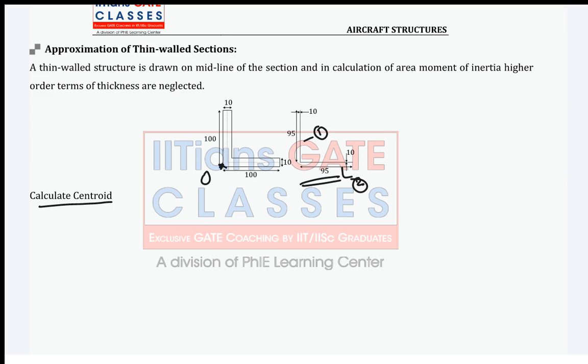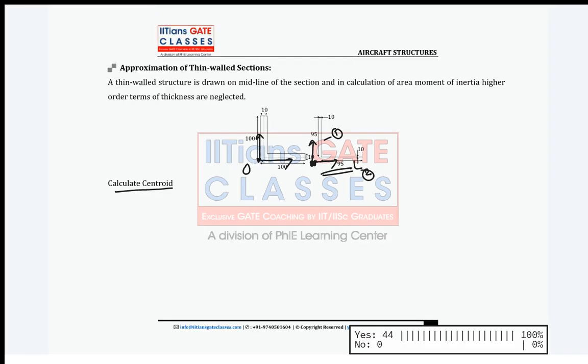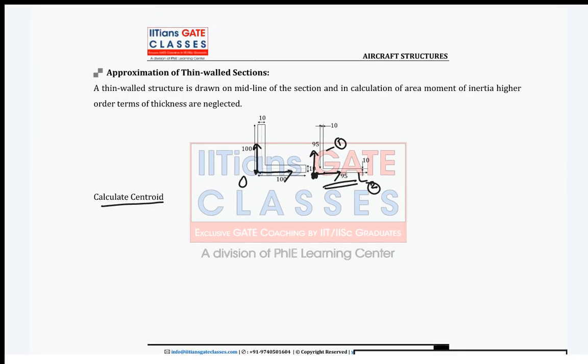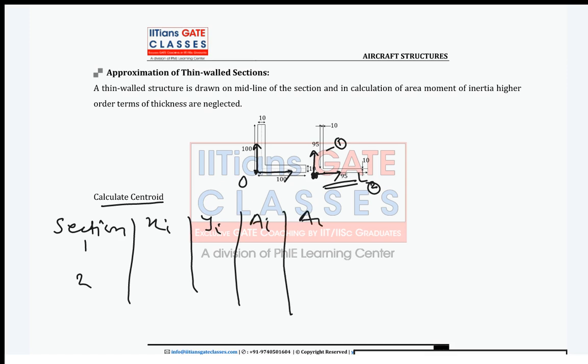So where is it? It is somewhere here. This is my reference axis. Is it clear? Everybody, is it clear, the reference axis? Yes or no, quickly? Now draw a table. Quickly draw a table with sections 1 and 2. What is your xi? What is your yi? What is your ai? What is your aixi? What is your aiyi?